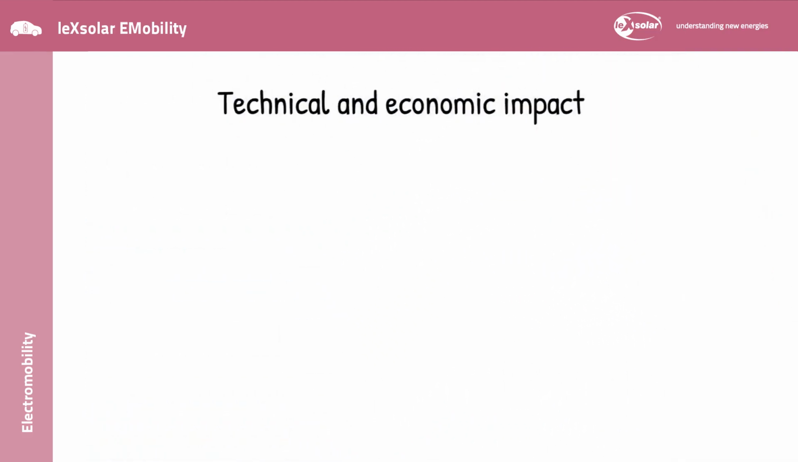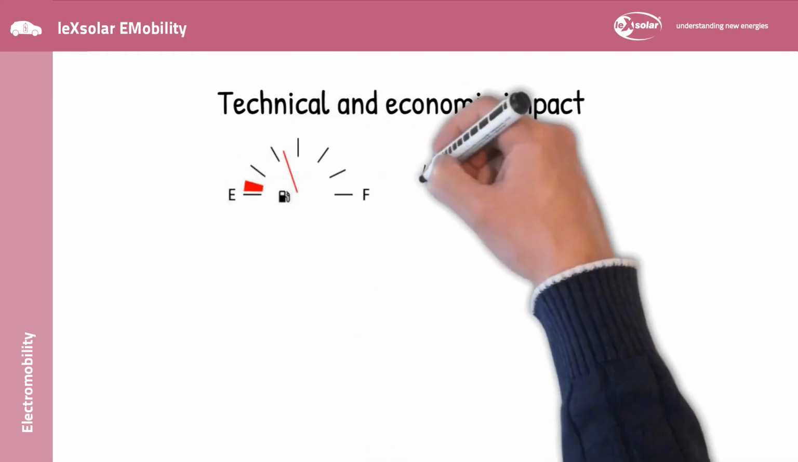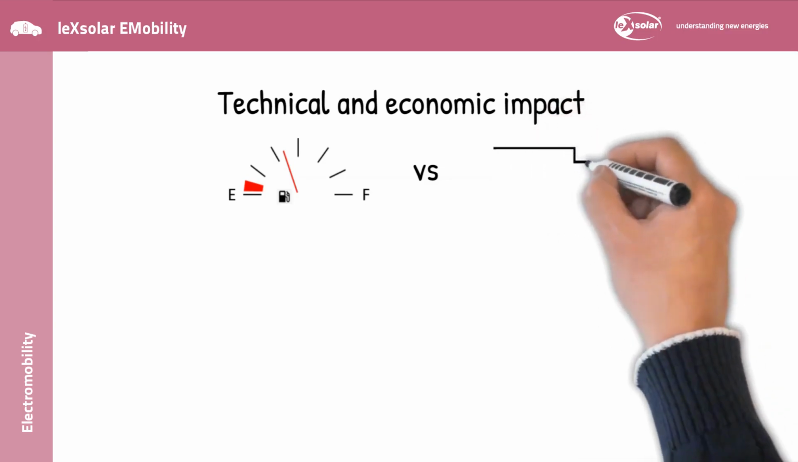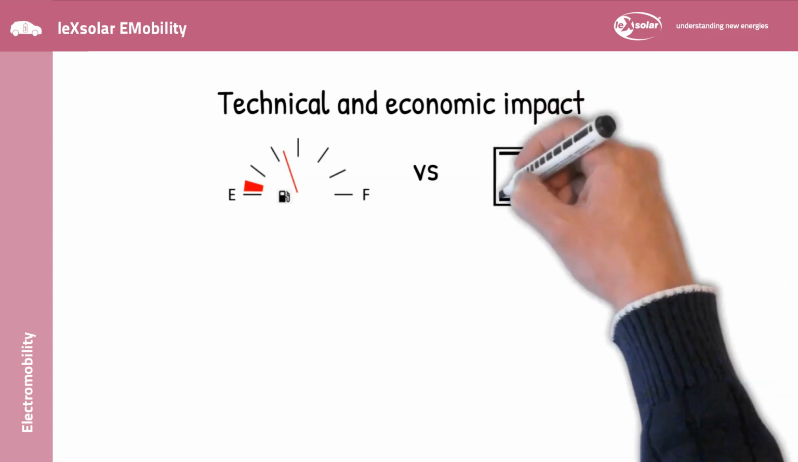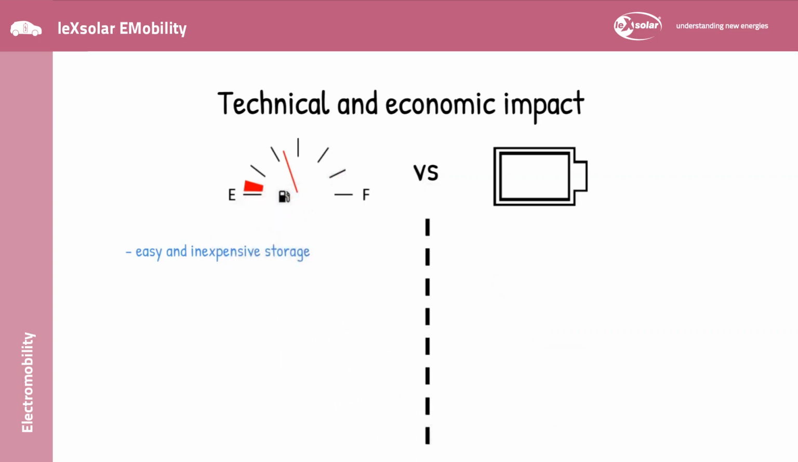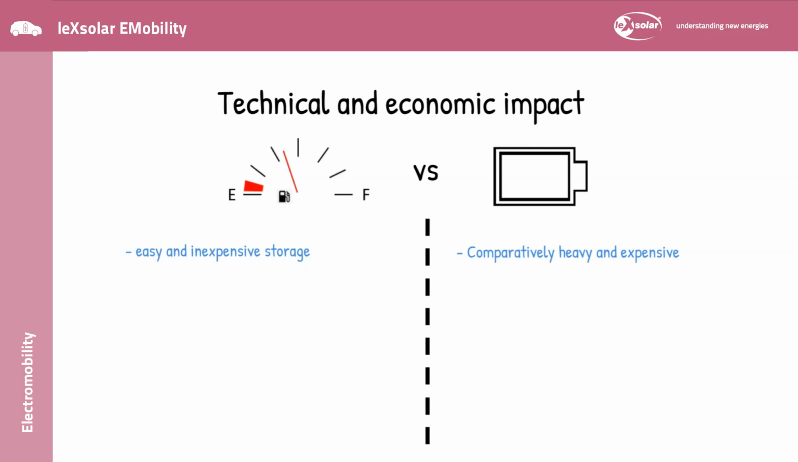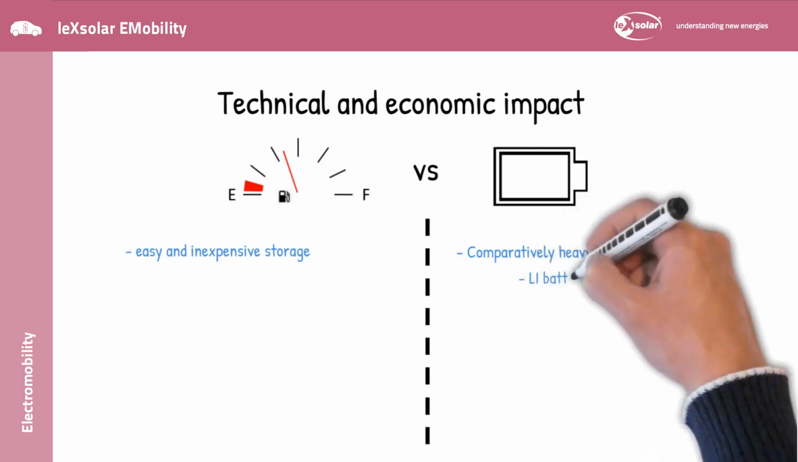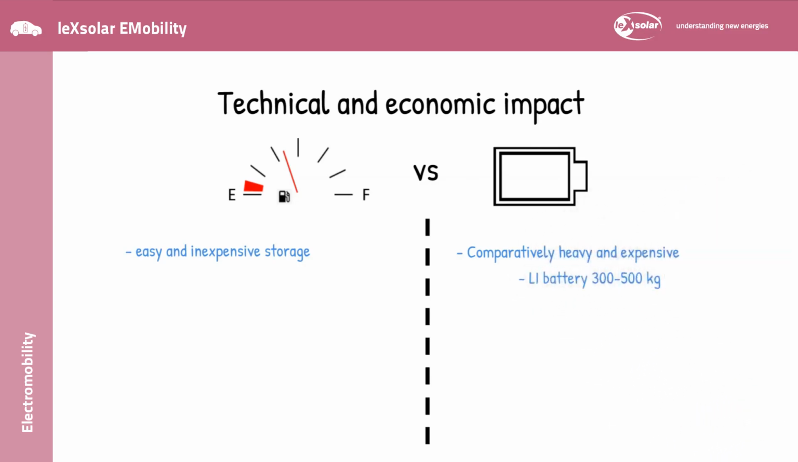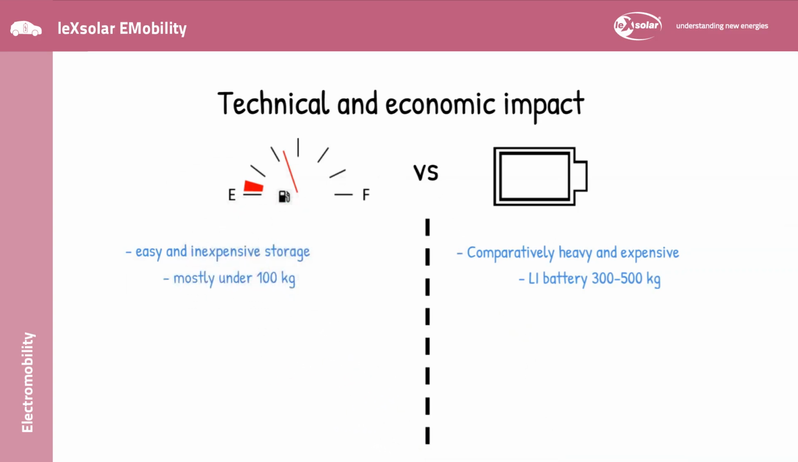Let's first look at the energy storage in both cases. A fuel tank is a relatively simple and inexpensive component. Lithium-ion batteries used today, on the other hand, are comparatively expensive and heavy. For example, the lithium-ion battery in today's electric cars usually weighs 300 to 500 kg, whereas a fuel tank usually weighs less than 100 kg even when full.